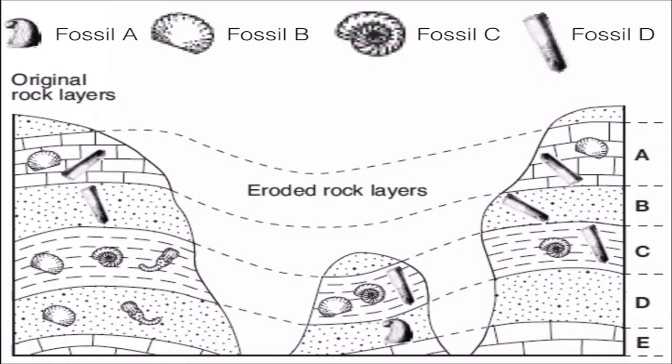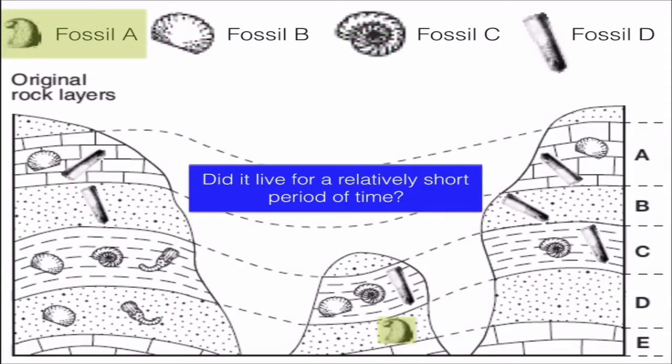So let's try to determine if one of these four fossils, fossil A, B, C, or D, would be an index fossil. We'll start with fossil A. Did it live for a relatively short period of time? The answer here would be yes. I know that because it's only found in layer D and none of the other vertical layers going up.